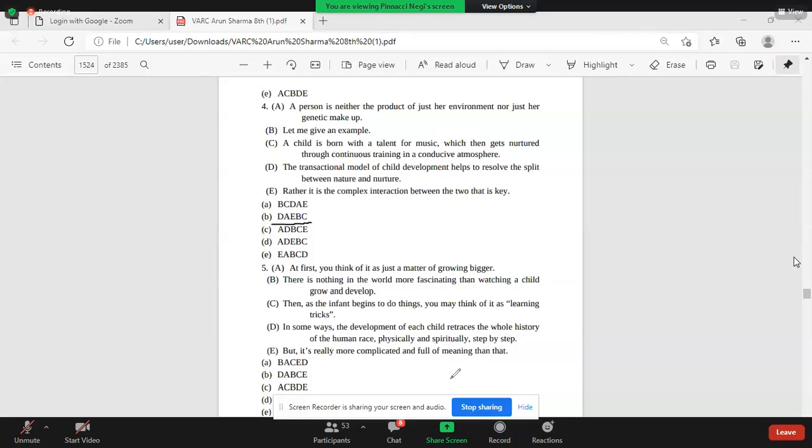Mahendra has given me the correct answer. Last 30 seconds, everybody. Last 30 seconds. Ritvik has given me the correct answer. Ankur has given me the correct answer.